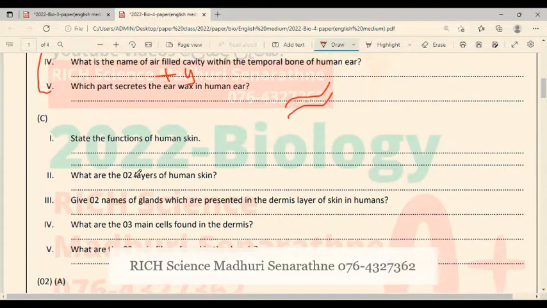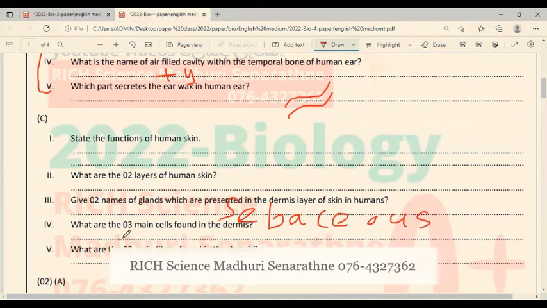What are the two layers of human skin? Very easy question. Dermis and epidermis are the two layers of human skin. Give two names of glands which are present in the dermis layer of the skin in humans. Sweat glands and sebaceous glands. S-E-B-A-C-E-O-U-S, sebaceous glands.